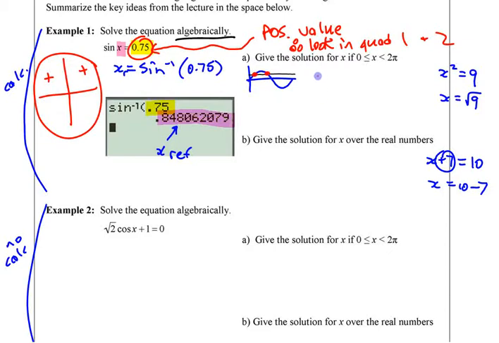So you need to find two angles. One of them is going to be this. One of them is going to be the reference angle itself, right? I'm going to call it x1 and x2.